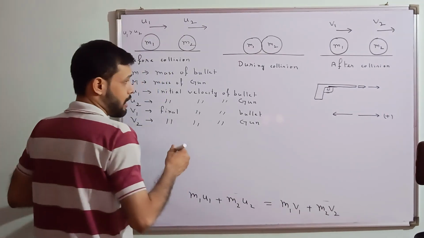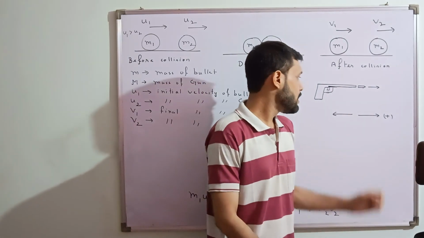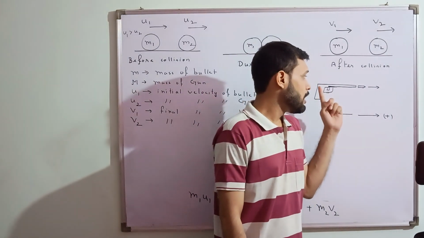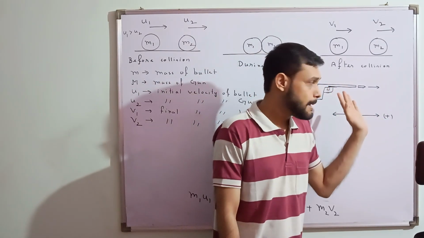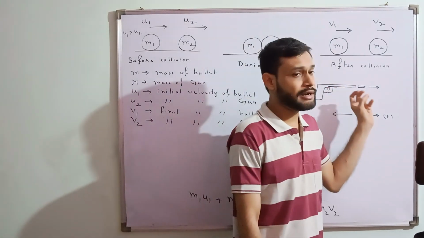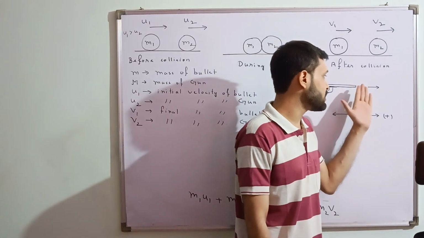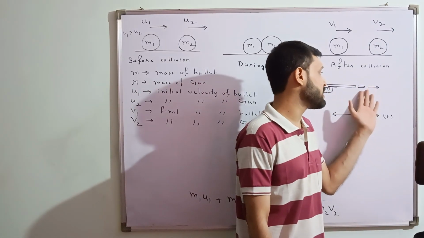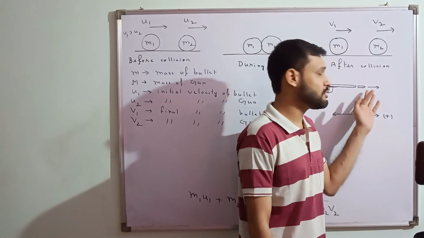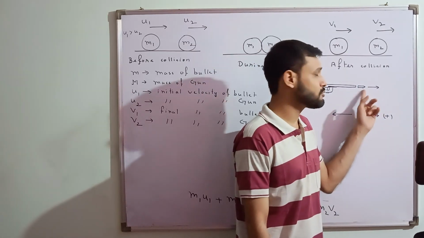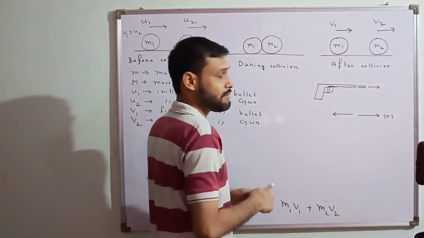Now in the gun and bullet system, what is happening? I am firing the gun and the bullet is coming out of it and the bullet is applying a force on the gun. I am considering gun and bullet as my system. There is no external force acting on it. It is just the gun applying the force on the bullet, and the bullet in turn applying a force on the gun. If the gun applies a force on the bullet, then the bullet is going to apply a force on the gun, and that's why the gun is recoiling in the backward direction.